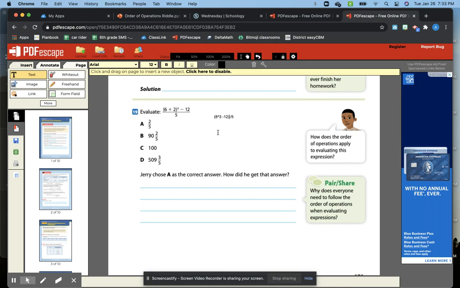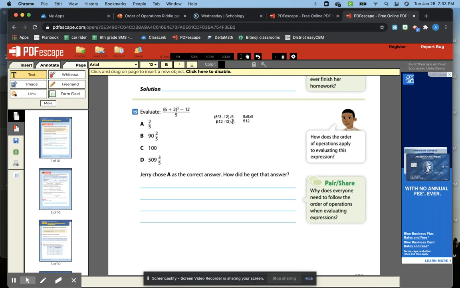So now 8 cubed, I know that's the same as saying 8 times 8 times 8. I know 8 times 8 is 64, and then I'm going to take that and multiply it by 8, which is 512. So if I go back here, I'm going to write 512 minus 12, and then I'm going to keep it in my group since I can't type it. And then I'm going to divide that by 5.